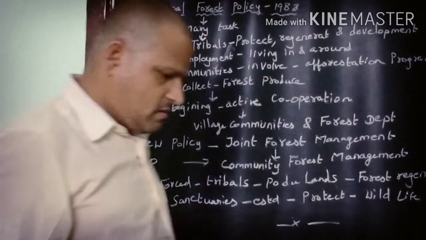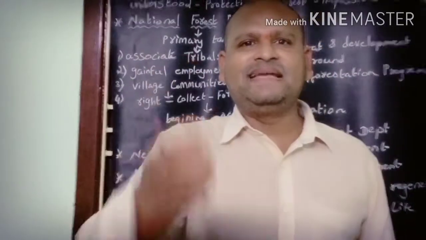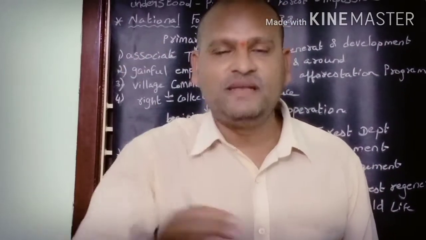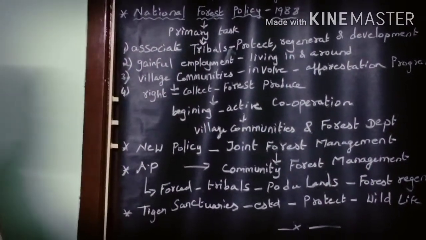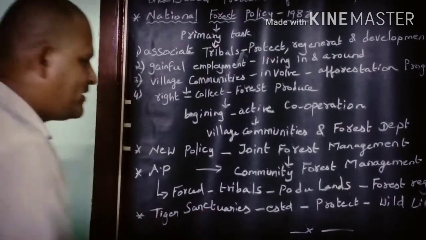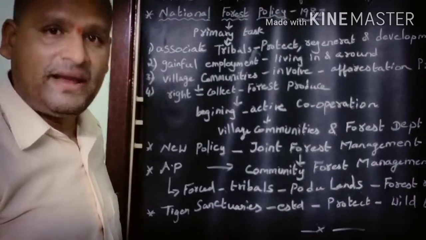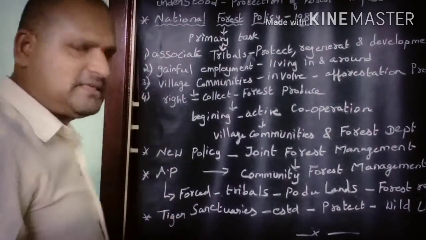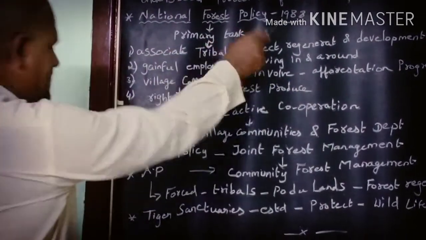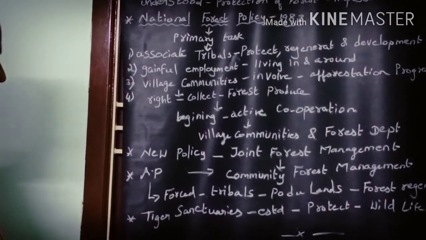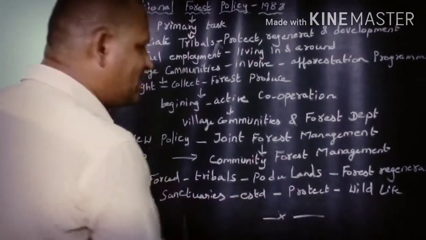In India, wild animals are decreasing day by day. To protect the animals and give them safety, under the National Forest Policy 1988, the government established tiger sanctuaries in the forest to protect wildlife. What is meant by sanctuaries? A sanctuary is a place that gives protection and safety to animals.